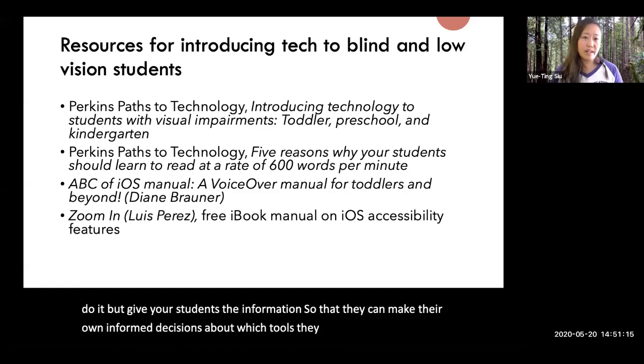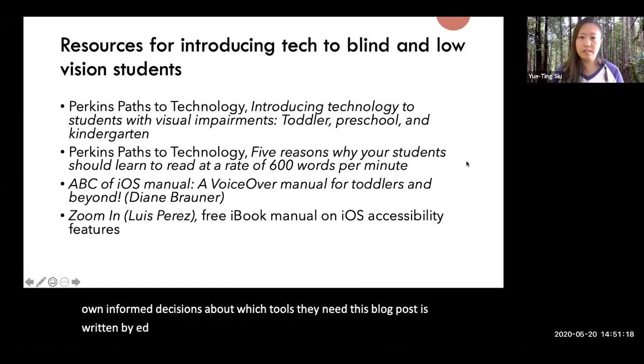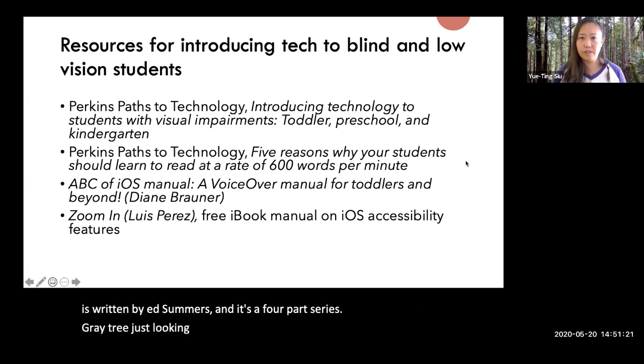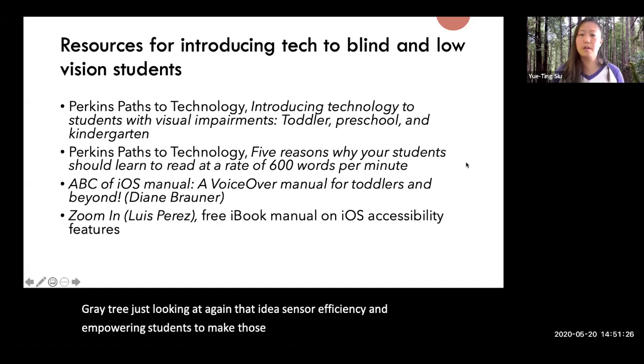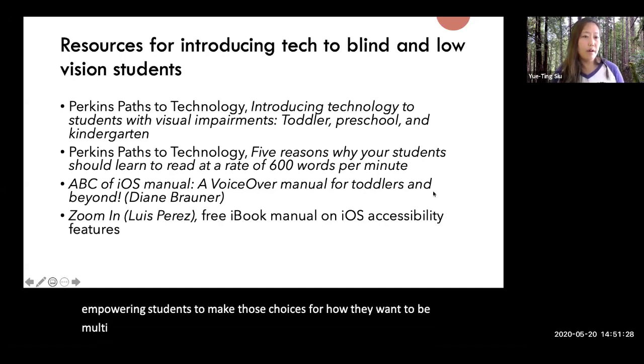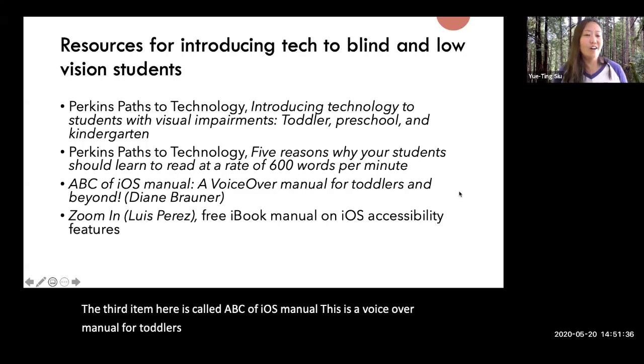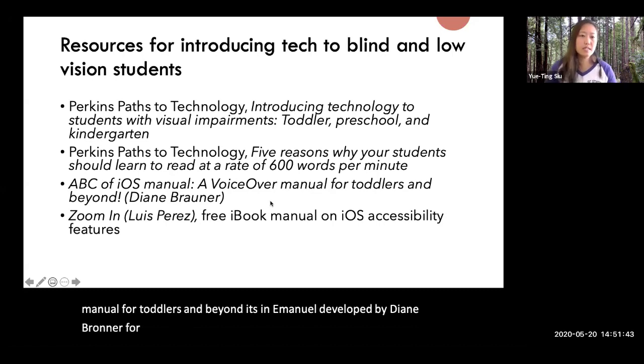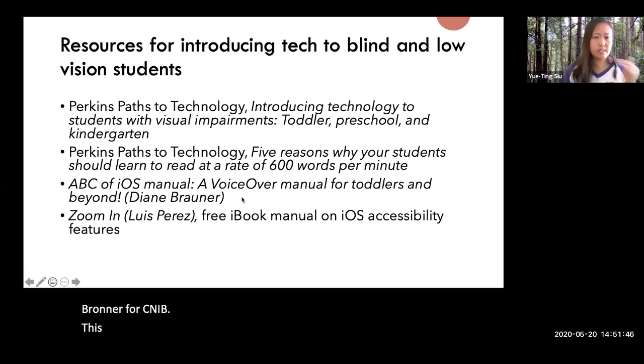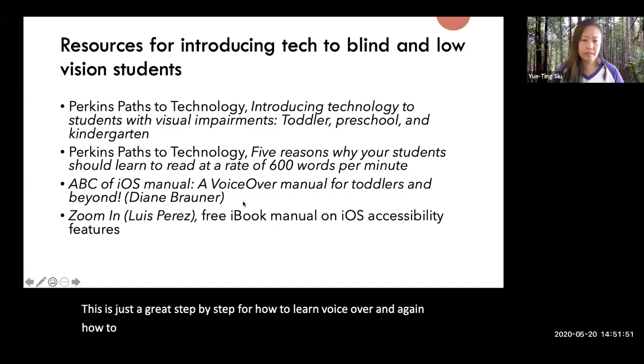This blog post is written by Ed Summers, and it's a 4-part series. Great read, just looking at, again, that idea of sensory efficiency, and empowering students to make those choices for how they want to be multimodal students. The third item here is called ABC of iOS Manual. This is a VoiceOver manual for toddlers and beyond. It's an e-manual developed by Diane Bronner for CNIB, and this is just a great step-by-step for how to learn VoiceOver, and again, how to scale up those digital literacy skills.